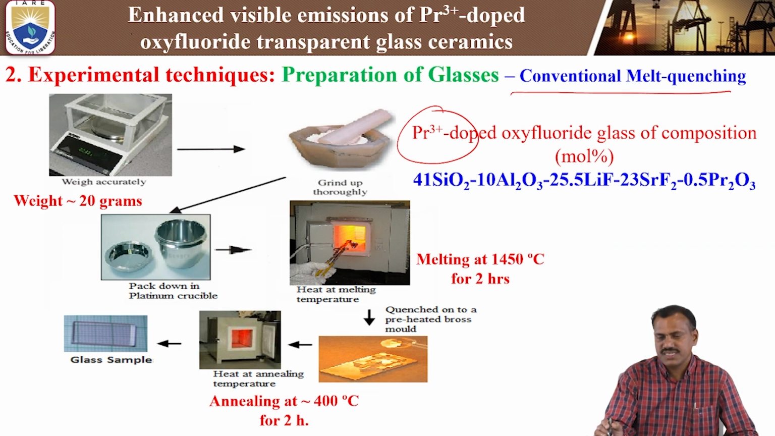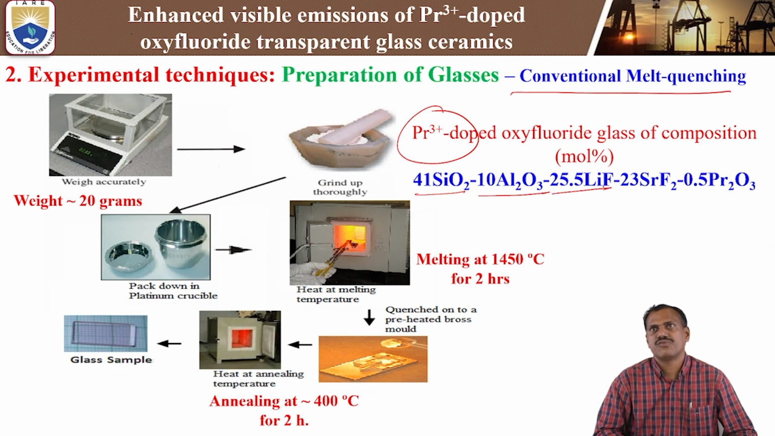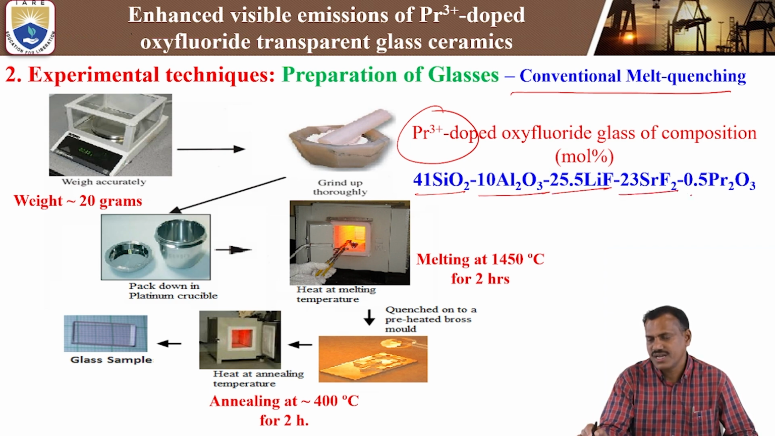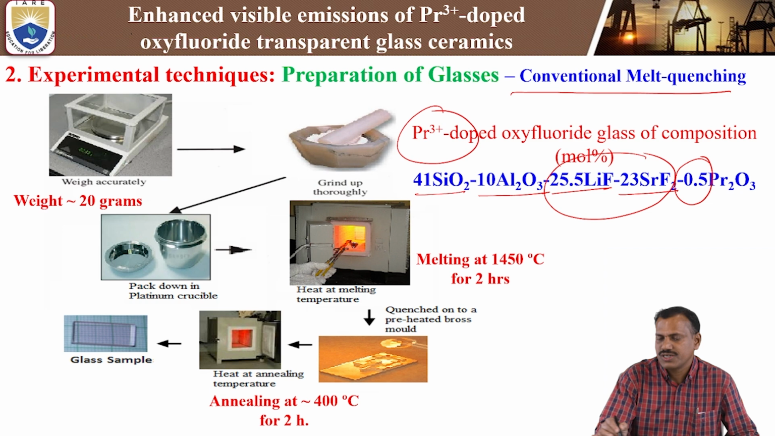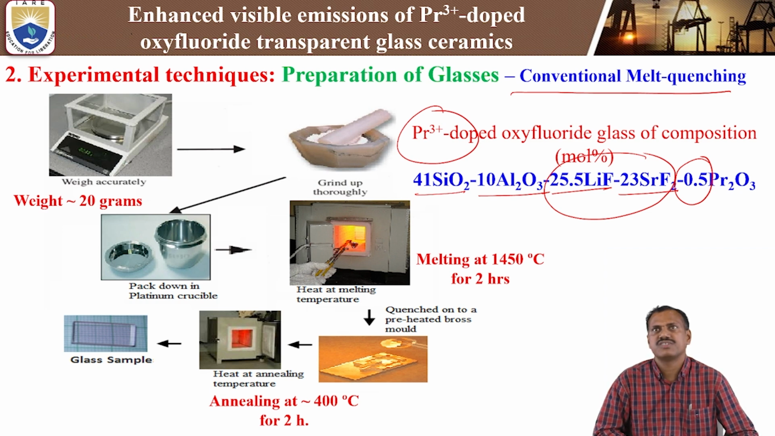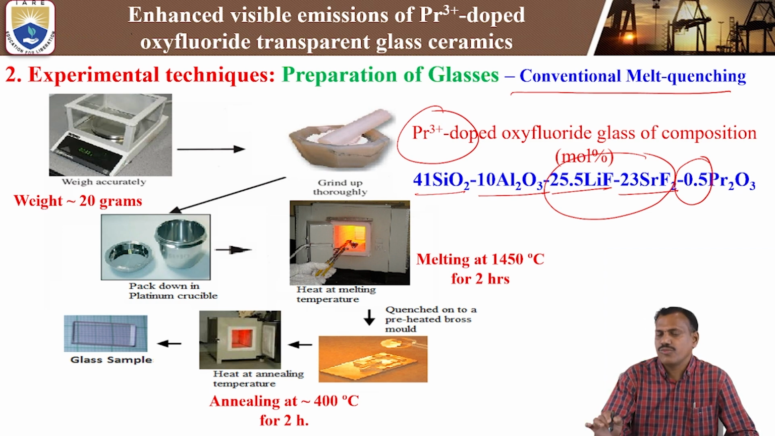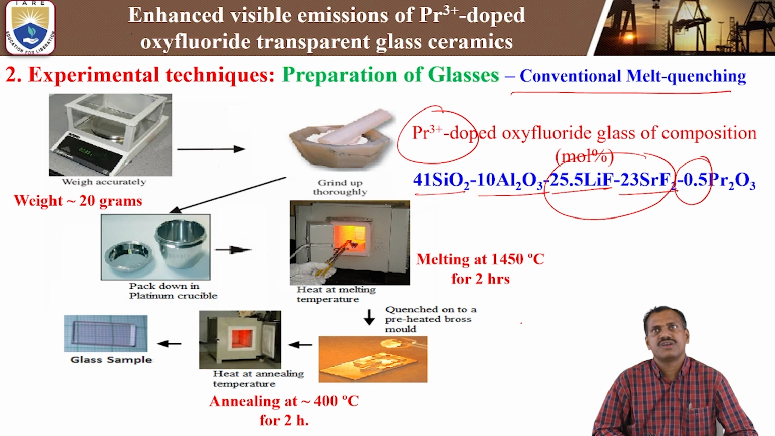The composition is 41 mole % of silicon dioxide, 10 mole % of aluminum oxide, 25.5 mole % of lithium fluoride, 23 mole % of strontium fluoride, and just 0.5 mole % of praseodymium oxide. That is the dopant, praseodymium oxide, at a low concentration of 0.5 mole %. So we are using a lot of fluoride content, that is 25.5 and 23, lithium fluoride and strontium fluoride. That is why in this material we can get strontium fluoride nanocrystals.